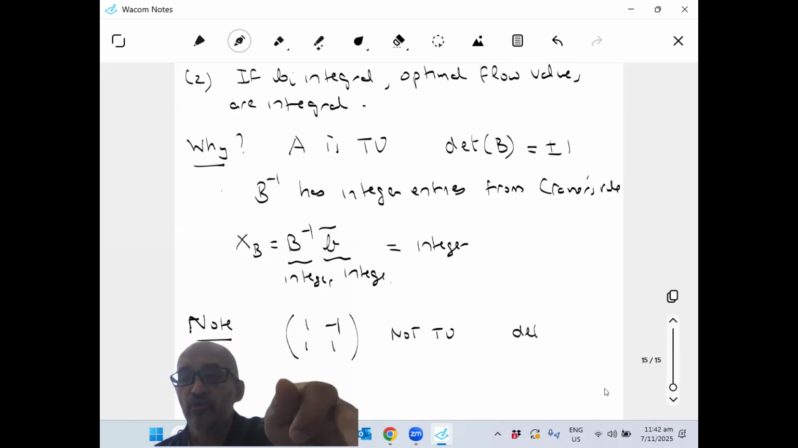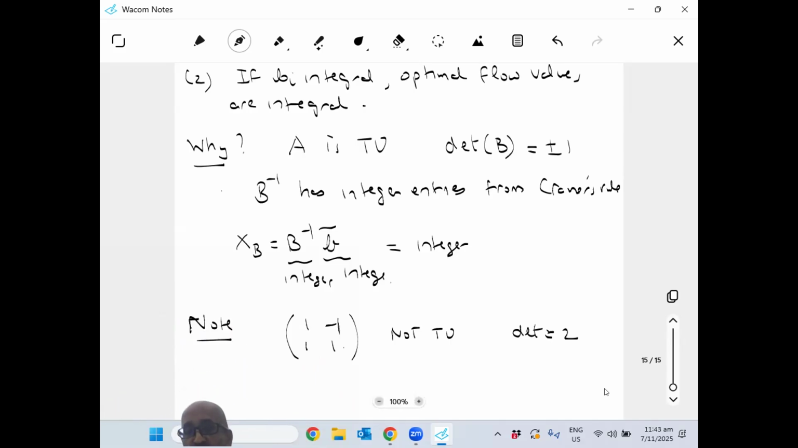What's the determinant of this matrix? 1 times 1 minus minus 1 times 1, so the determinant is 2. If you invert this matrix, you will get some fractional entries. So just a matrix having plus ones, minus ones and zeros is not enough for it to be TU. The property is much stronger; you require a lot more in the matrix structure. If it's a network flow, if it comes from the flow conservation constraints, it has a TU property. There are some other matrices which have this property, but for now, let's just focus on this.